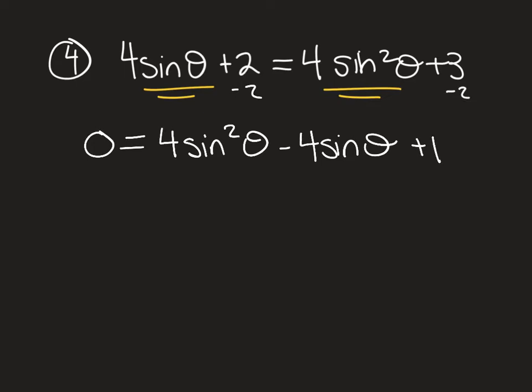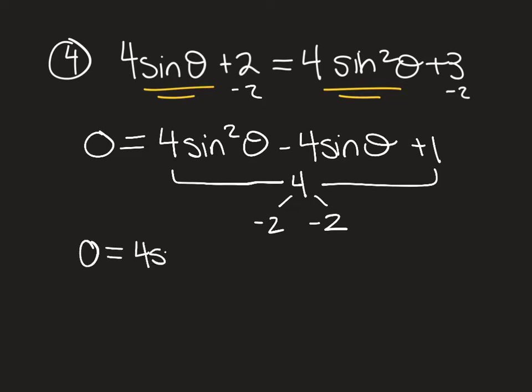And I picked this problem because I'm not sure we all love factoring, but we're going to try it. So I do an A times C method. 4 times 1 is 4. I need two factors of 4 that add and give me negative 4. So how about negative 2 and negative 2? A negative 2 times a negative 2 is a positive 4, and a negative 2 plus a negative 2 makes a negative 4. So I'm going to rewrite that middle term. I'm going to keep my 4 sine squared theta. Instead of writing negative 4 sine, negative 2 sine theta minus 2 sine theta plus 1.